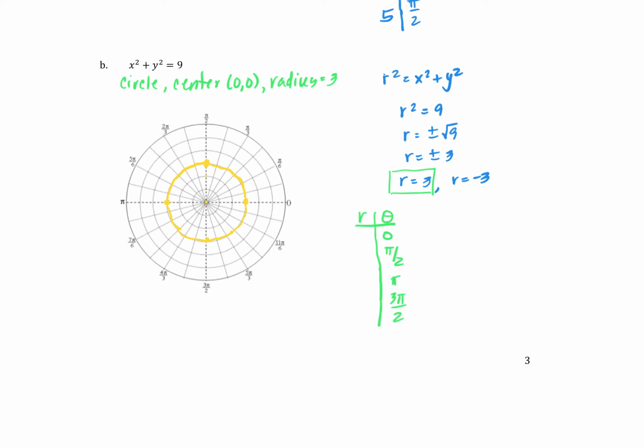At 0, r is 3. At pi over 2, r is 3. Because that's what the equation says. It says, doesn't matter what your theta is, r is always 3. So if I go to my graph and I go to an angle of 0, I'm going out 3. If I go to pi over 2, I'm going out 3. If I go to pi, I'm going out 3. And if I go to 3 pi over 2, 3. And I get that circle.